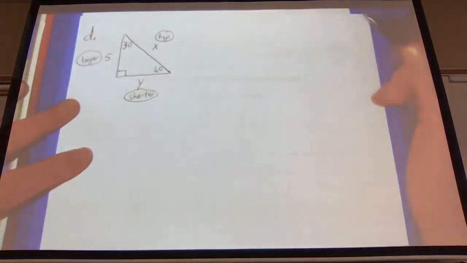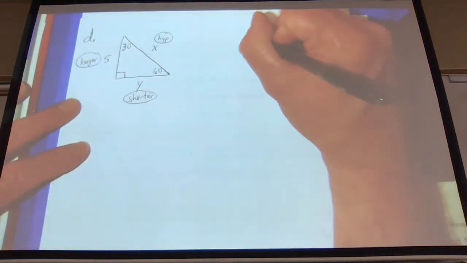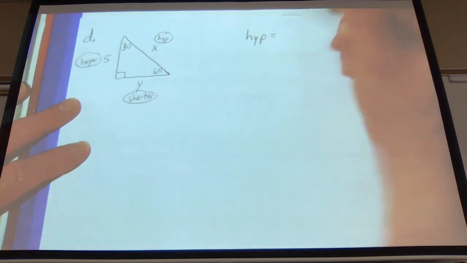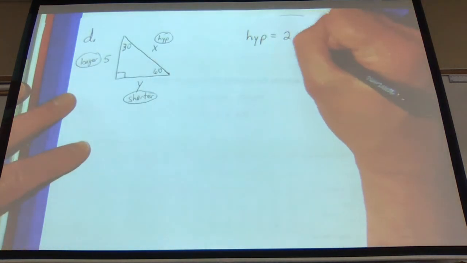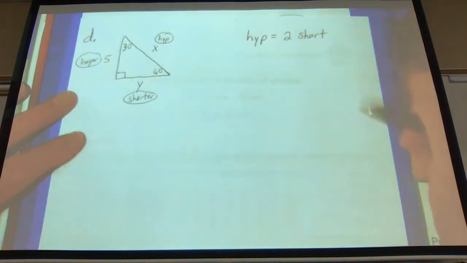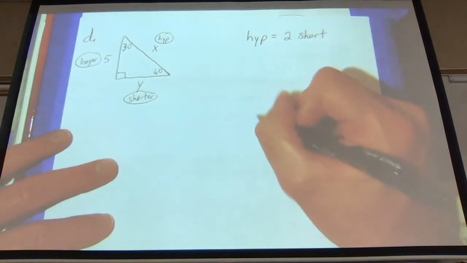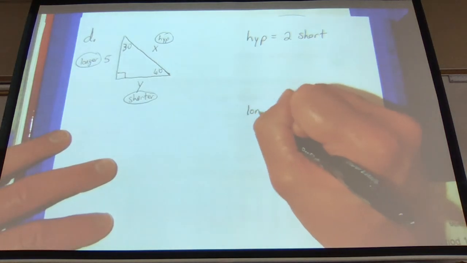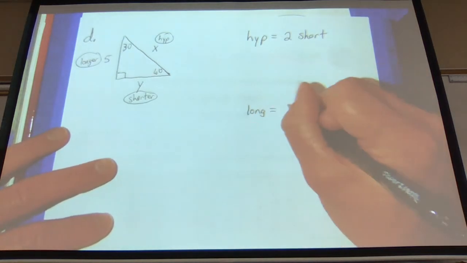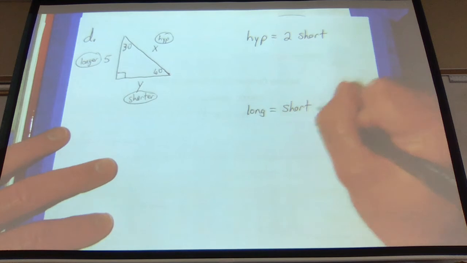And we've got to find both x and y, so we're going to use both equations. Let's mark them both down here. On a 30, 60, 90 triangle, your hypotenuse is 2 times the shorter leg. And I'll leave a little space here. Your longer leg is going to be the shorter leg times the square root of 3.